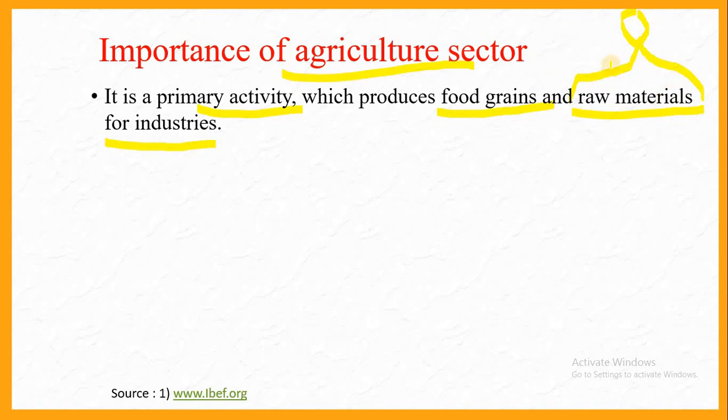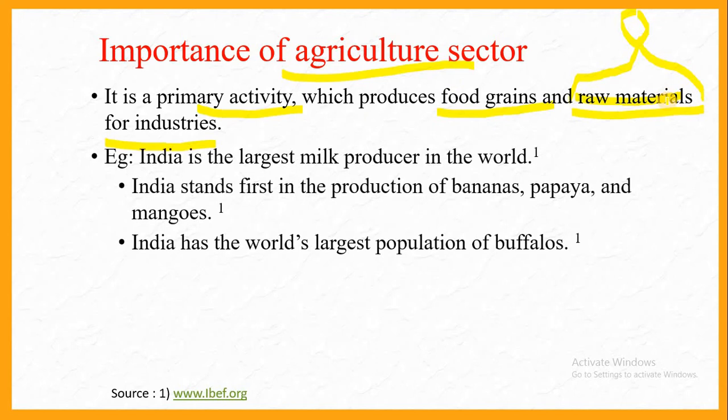But here, tomato is an example for raw material. Tomato goes to a ketchup factory and it becomes tomato ketchup. So it's a raw material for ketchup factory. So it provides raw materials. And an example of some major production that is happening in India is India is the largest producer of milk in the world, because we have the largest population of buffaloes and cows actually.